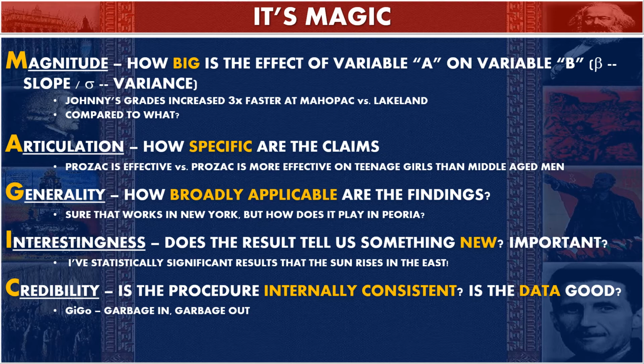The second thing is articulation, which means how specific your claims are. For example, you might make a general claim like Prozac, an antidepressant drug, is effective, versus Prozac is more effective on teenage girls and middle-aged men. The first one is pretty general. The second one is articulated, which means it's saying it's more effective in one environment than another.